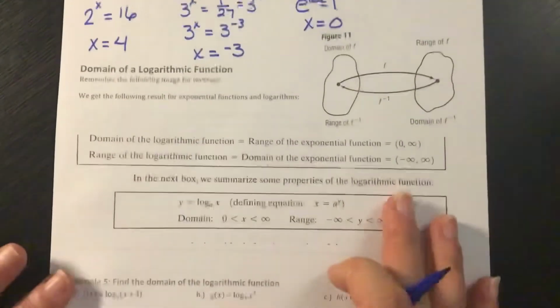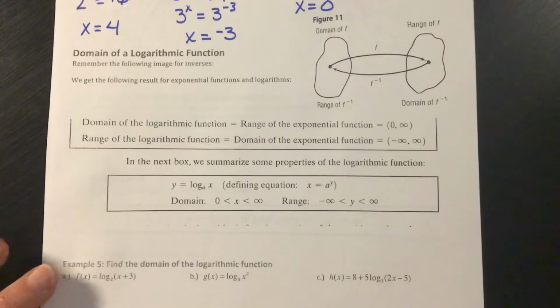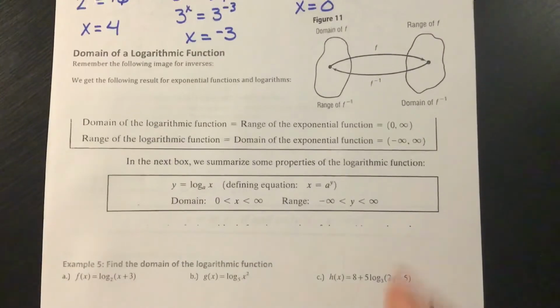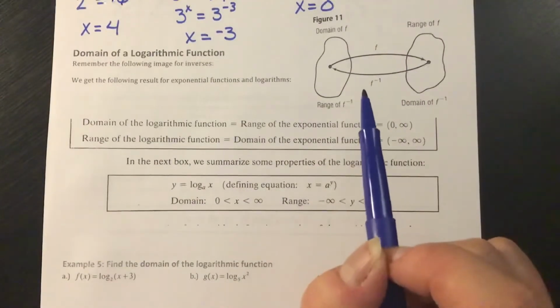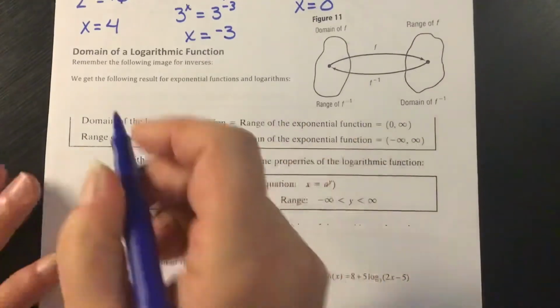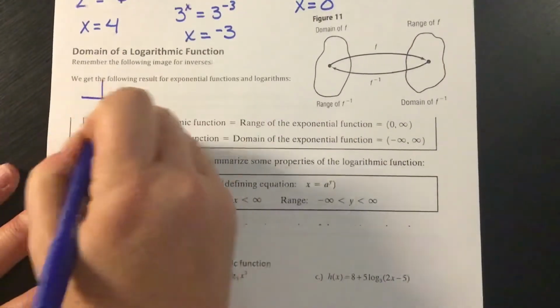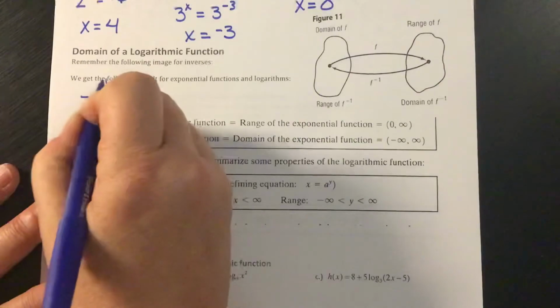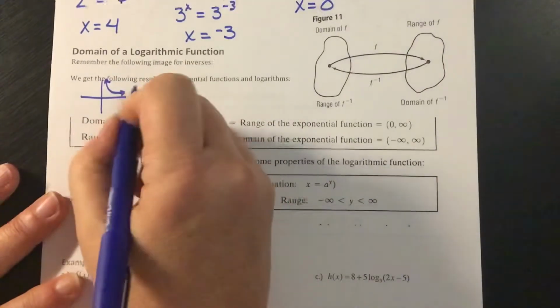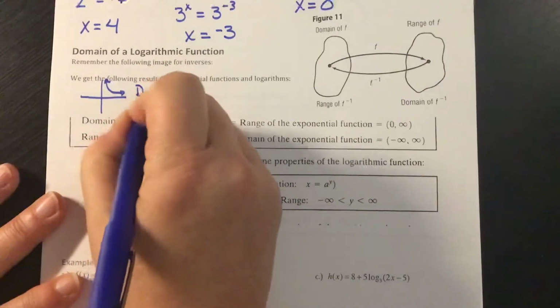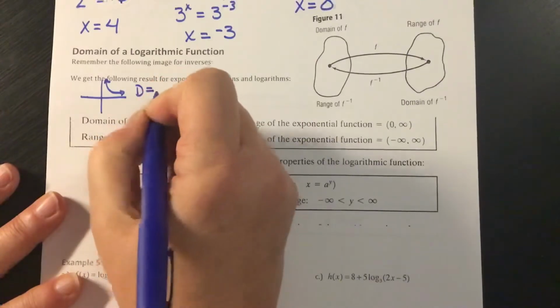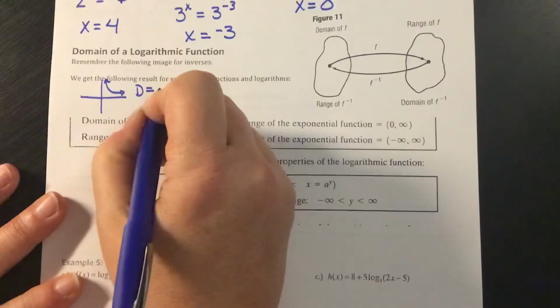All right, so the domain of a log function, and if we think of exponential functions, an exponential function looked like this. So remember, the domain was all numbers greater than 0.